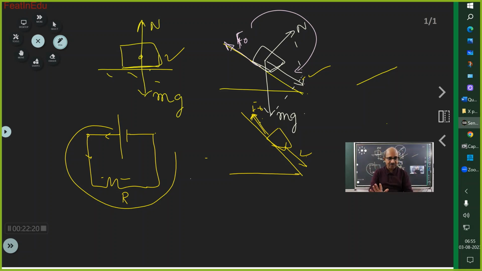All this happens in nature. The same happens with friction. The gravitational force is trying to pull it, the frictional force is trying to oppose it, and this goes on happening. At one point it says, I can't generate more friction. Then it starts sliding. Understood now?